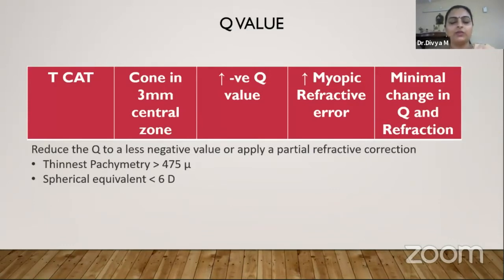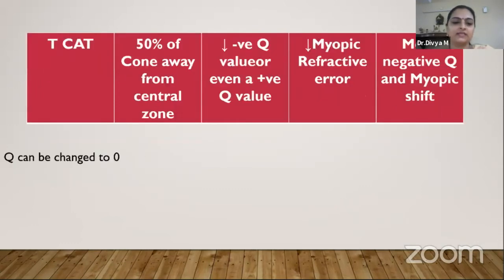When you do TCAT in a patient with a cone in the central zone, meaning within the 3 millimeter zone, there will be a high negative Q value and a high myopic refractive error as well. For these, you could reduce the Q value to a less negative value or apply a partial refractive correction, because we are not bothered about completely correcting the refraction here. We only want to regularize the cornea. You also have to make sure that your thinnest pachymetry is more than 475 microns and the spherical equivalent is less than 6 diopters.